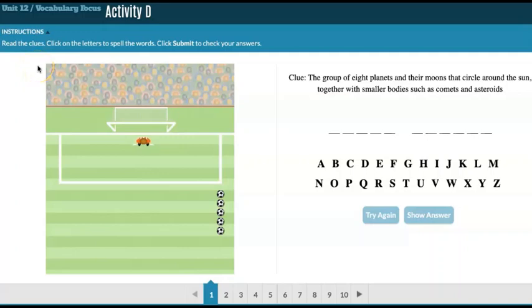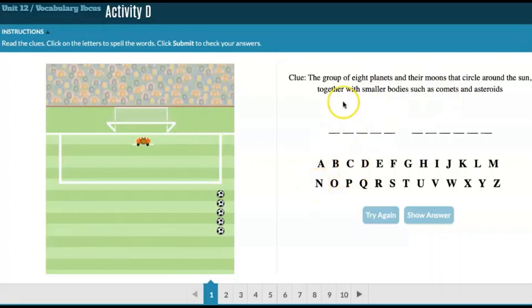Hey guys, we are going to continue with Unit 12 about vocabulary focus. Do you remember that we used to play these kind of games in class? Okay, I will try to continue with this at home, but I want you to help me because probably I can have some mistakes. Okay, let's start. Read the clues, click on the letters to spell the words, and click submit to check the answer. So I'm going to try to read the definition, and you're going to try to help me from home.